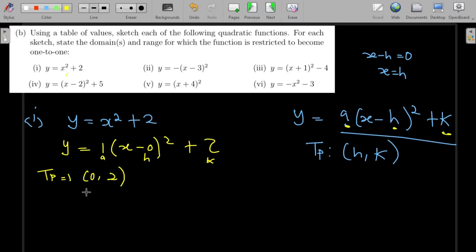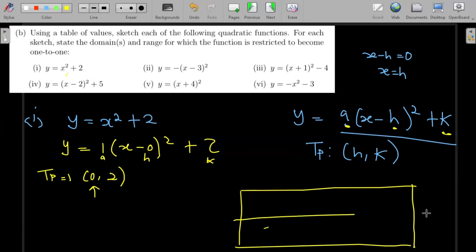Preferably, I'll pick two values that are above the x coordinate, this one here, and two values that are below the x coordinate. So my table of values is going to look something like this. So this is my x, right? So I said I'll pick 2 below the x coordinate, 2 above.